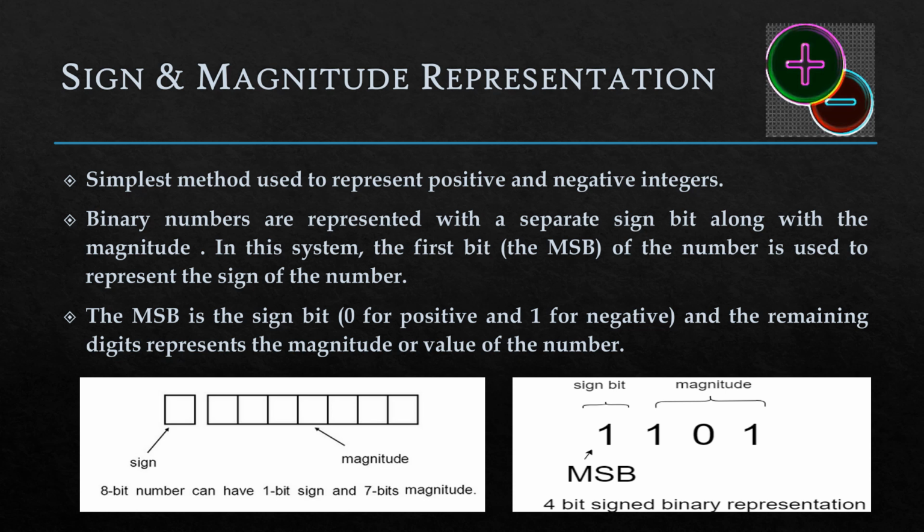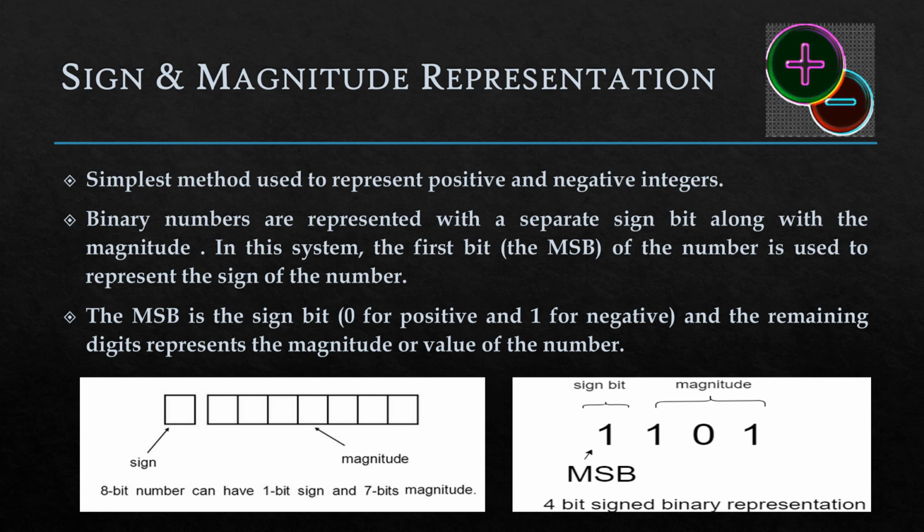Now let's look into the sign and magnitude representation. It is the simplest method to represent positive and negative integers. In this method, the binary numbers are represented with a separate sign bit along with the magnitude. In this system, the first bit, that is the MSB of the number, is reserved for representing the sign of the number. So if you have an 8-bit number, the MSB will be reserved for the sign, and only the remaining 7 bits can be used for representing the magnitude.